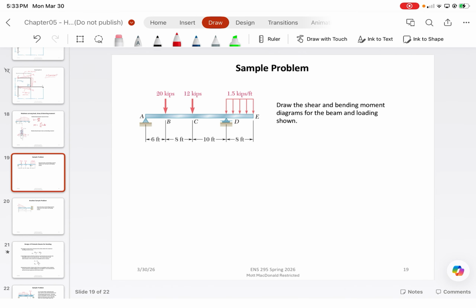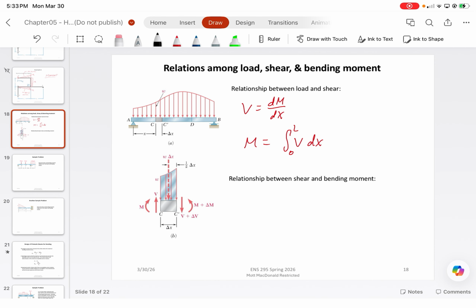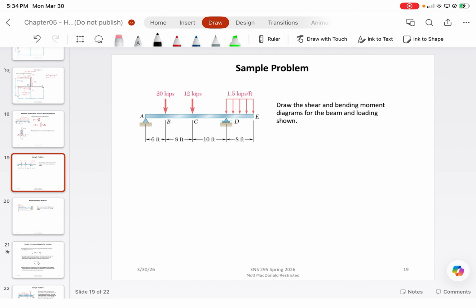So let's rotate this 45 degrees. There we go. And we'll draw a line for the shear force and a line for the bending moment.